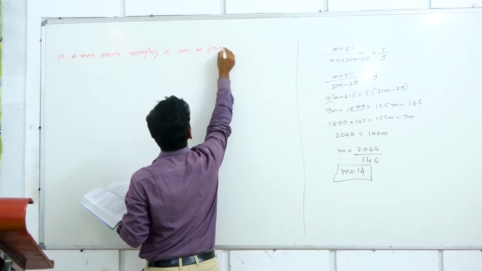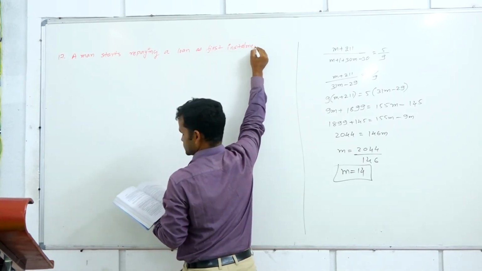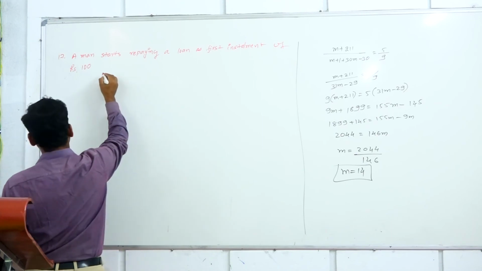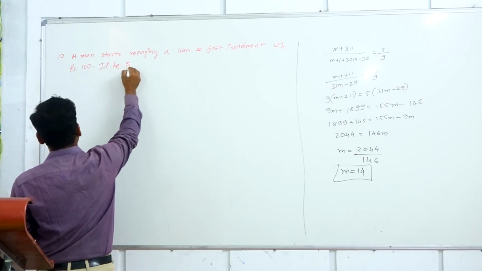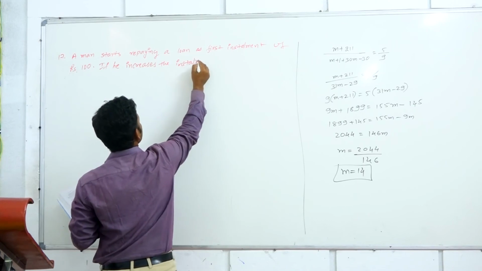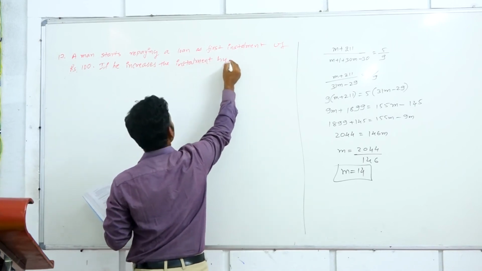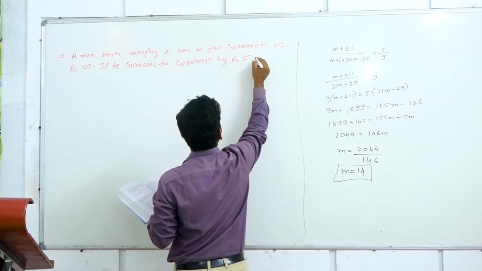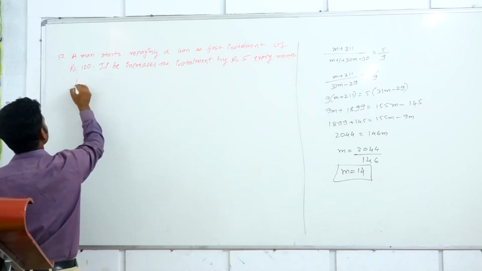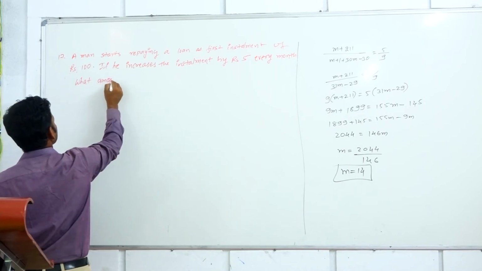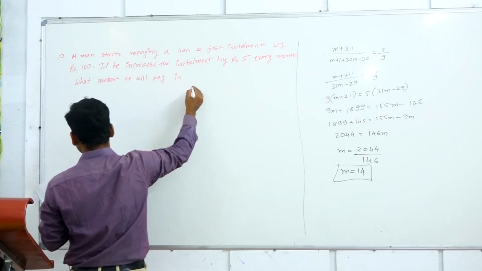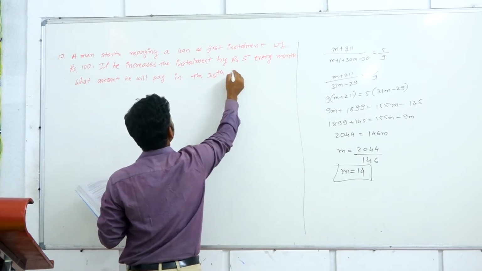as first installment of Rs 100. If he increases the installment by Rs 5 every month, what amount will he pay in the 30th installment?